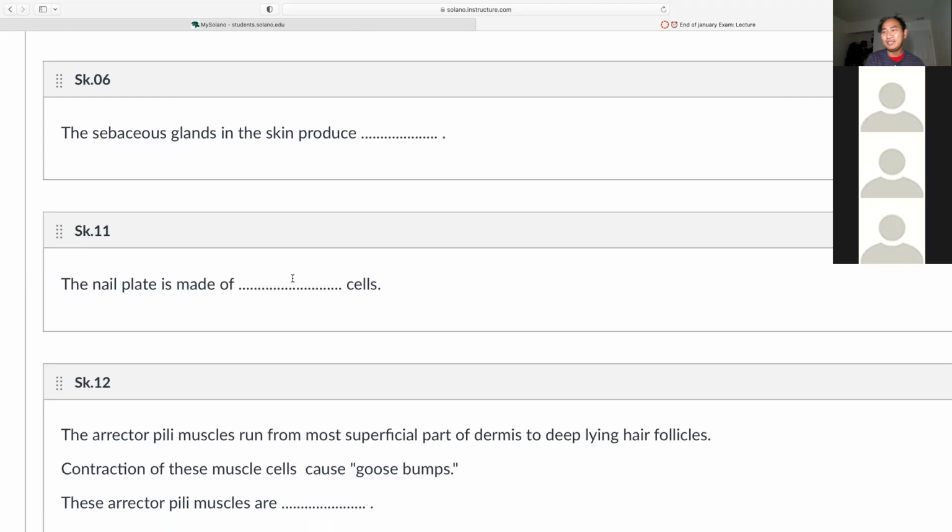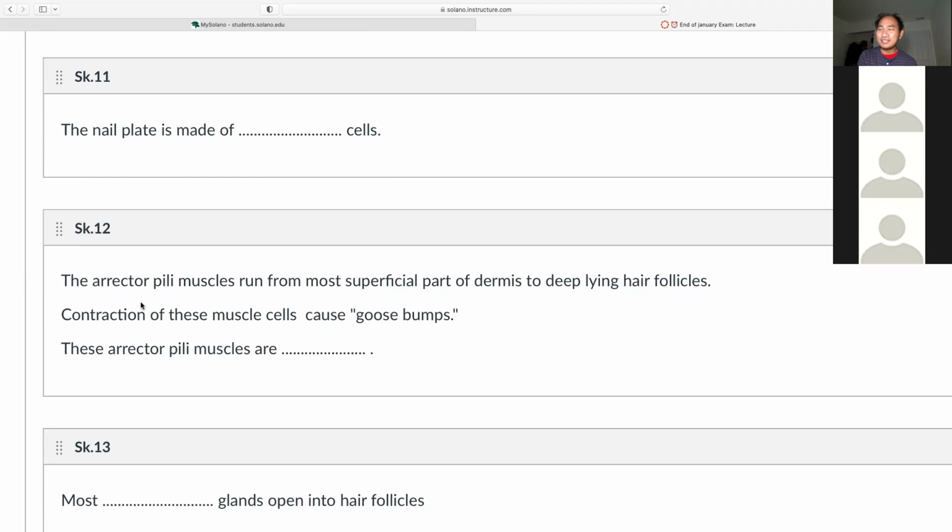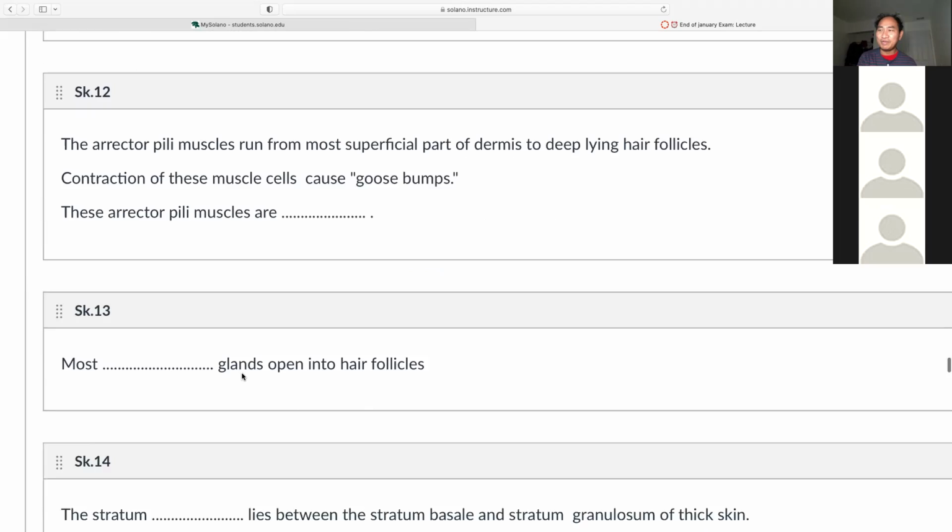Nail anatomy. Erector pili, mast cell. I'm not going to tell you, just have a little look at erector pili and mast cell. You might get it from the question bank.